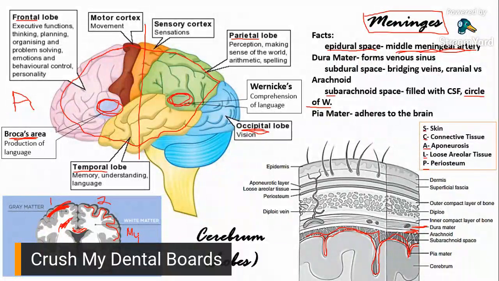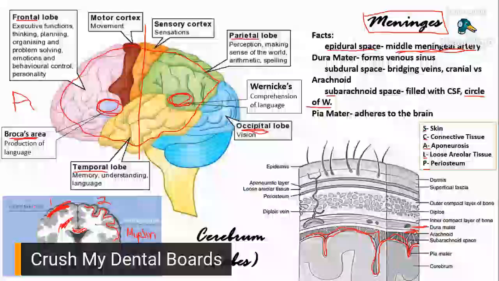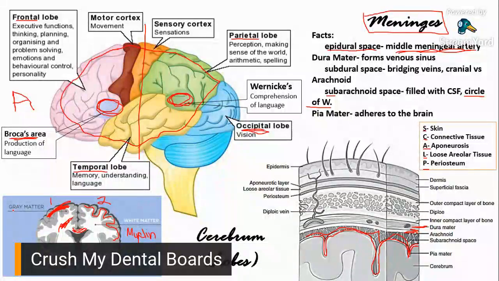Again, what makes it white? Your myelin sheath makes it white. Why is it gray? Kasi wala siyang myelin. Easy as that.